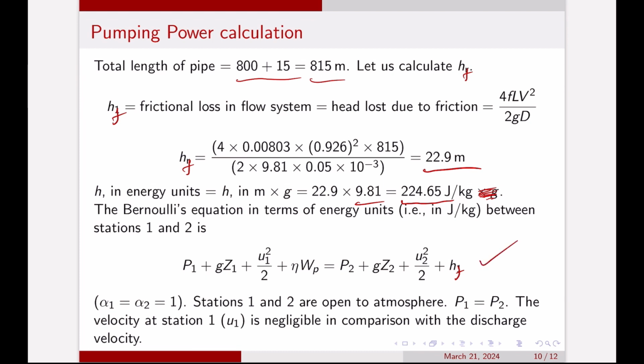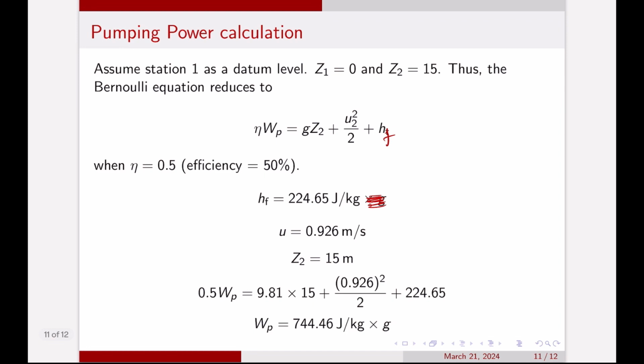Now we know Bernoulli's equation: P1 plus g Z1 plus U1 square by 2 plus eta W_p, equals P2 plus g Z2 plus U2 square by 2 plus h_f. Now here alpha 1 and alpha 2 are 1. Also P1 is equal to P2, actually open to atmosphere, and velocity U1 is negligible as it is at rest. And U2 we know. Z1 is 0, Z2 is 15.